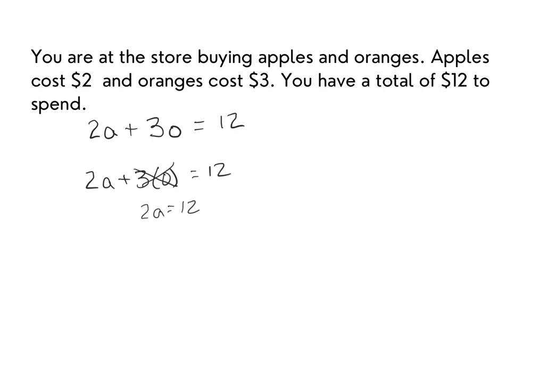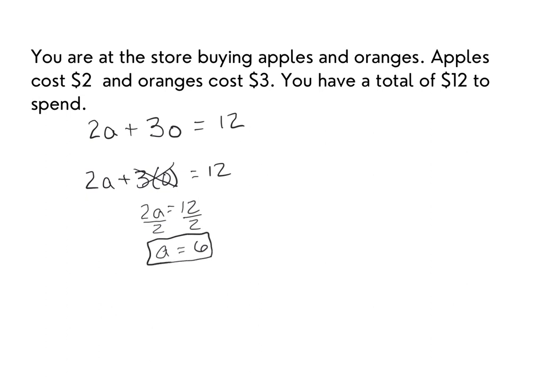Now, if I remember back to before December when we were talking about equations, we would then divide by 2, divide by 2. You may also be thinking to yourself, well, I already know that happens to be 6, so I don't even have to divide, and I just know a is 6. That means the maximum number of apples we can buy is 6.